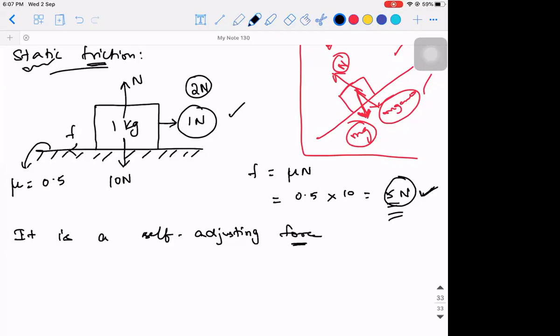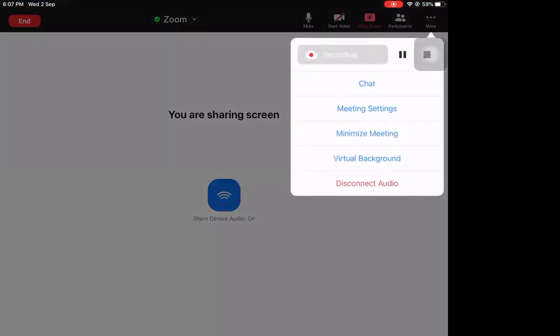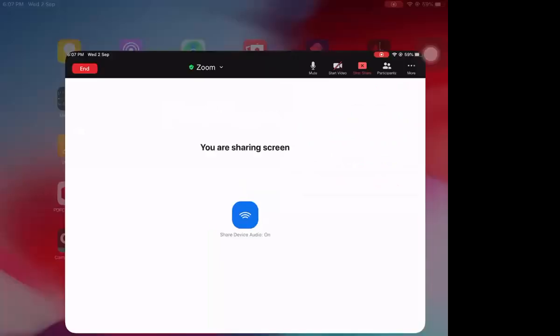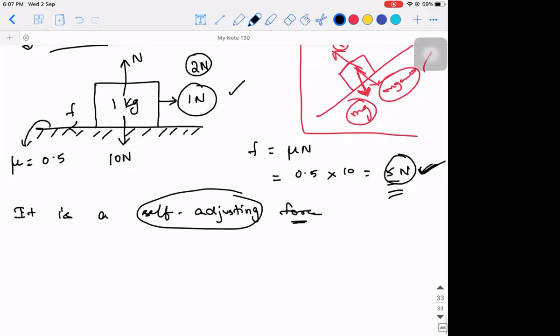Because when I applied 1 Newton, there was a friction force of 1 Newton. It adjusted itself. When I took it to 2 Newton, it was 2 Newton only. 3, 3, 4, 4, 5, 5. It was able to adjust till the maximum value it could offer me, the maximum value till where it can stop the block from moving. So that's why it is also called a self-adjusting force. Are you clear with this?